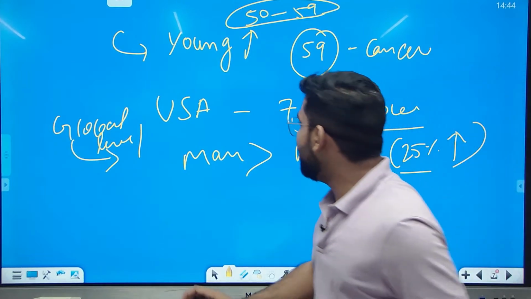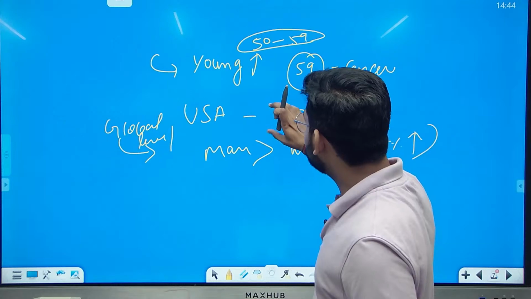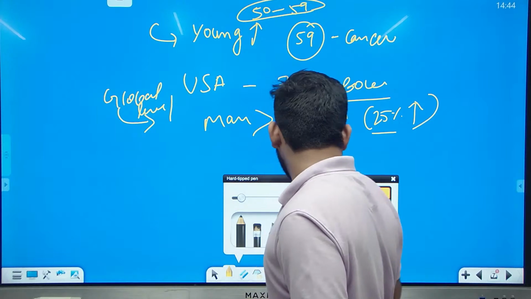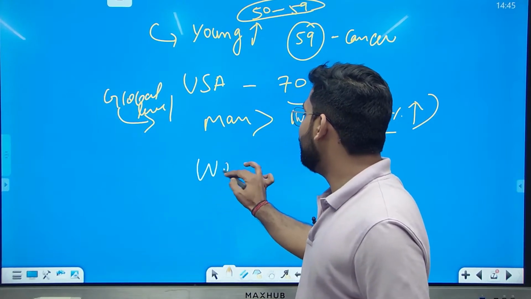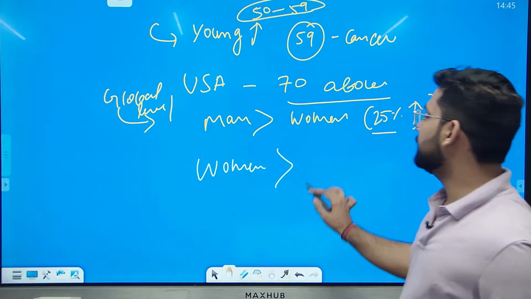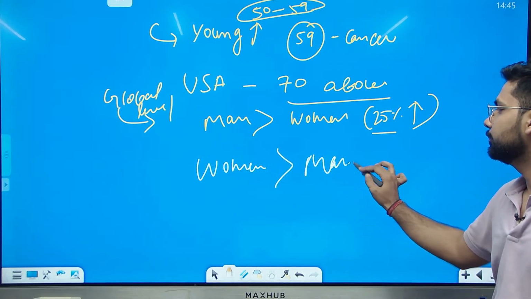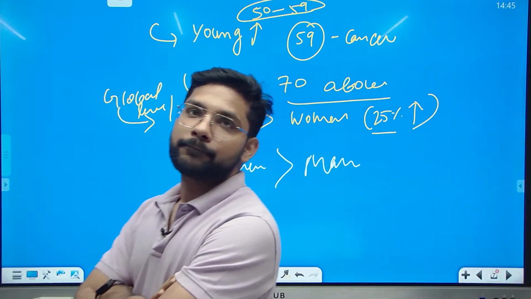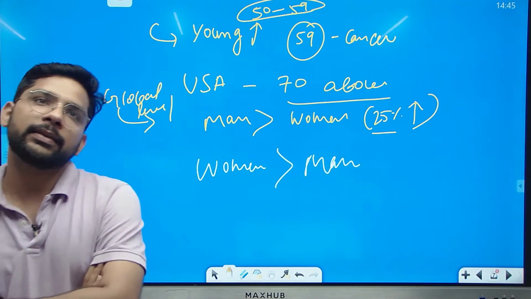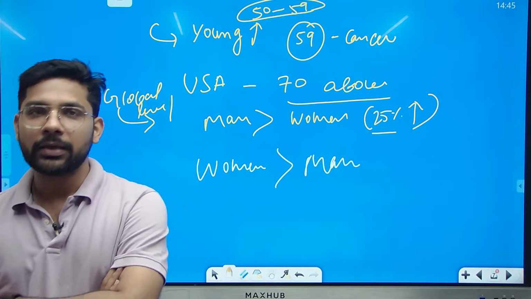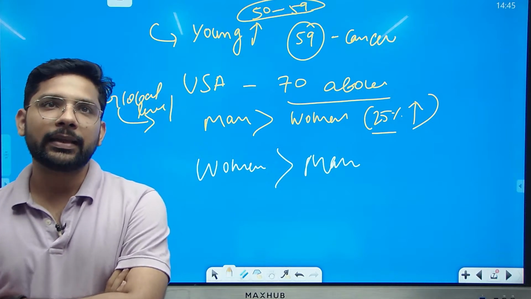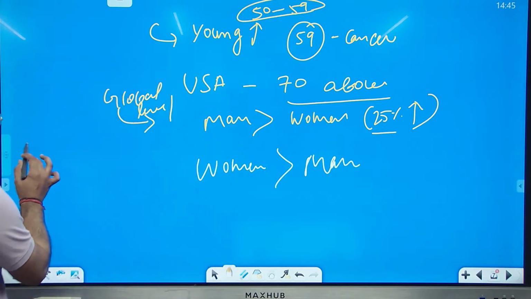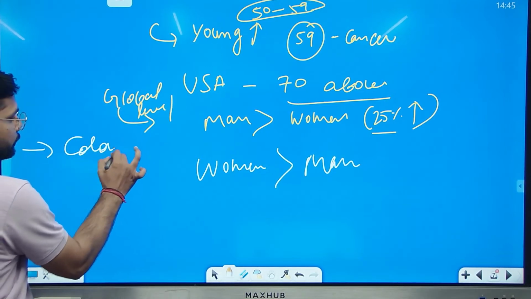But in the case of India, ये data is shockable data. In India, women are having higher cases of cancer than men, opposite to the global data. Prostate cancer, ovarian cancer, breast cancer, cervix cancer, colorectal cancer. These are the kinds of cancer which are primarily affecting women in India.